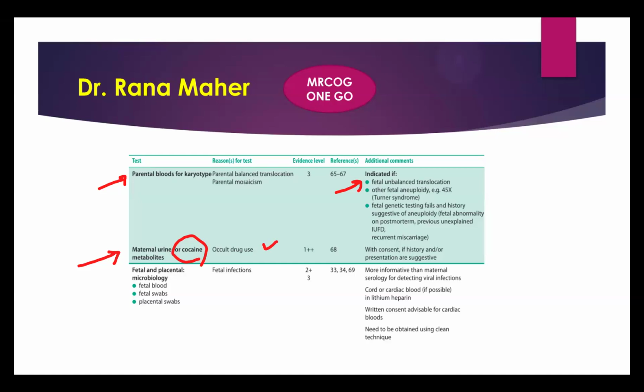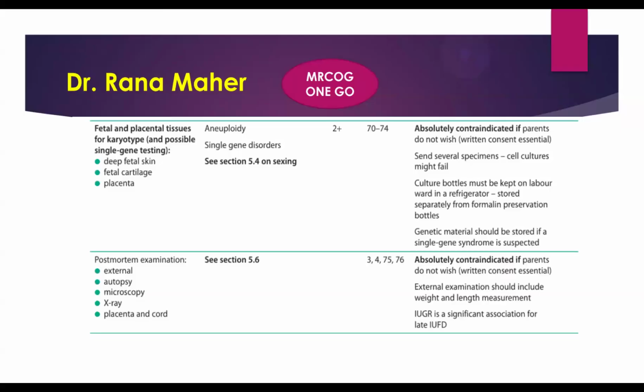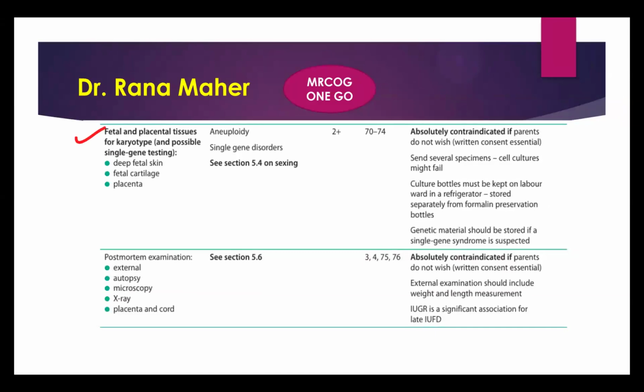Fetal and placental microbiology: the fetal blood, fetal swabs, and placental swabs for any fetal infection. And we can take parts of the fetal skin or muscles for chromosomal abnormalities as well. Fetal placental tissue for karyotyping, so deep fetal skin, fetal cartilage, placenta, to diagnose any chromosomal abnormality. Postmortem examination, external features of the baby. Okay, maybe you will see the baby and say it's a hydrops baby, hydrops fetalis. So you got the diagnosis, and now search for the cause. Is it immune or non-immune?